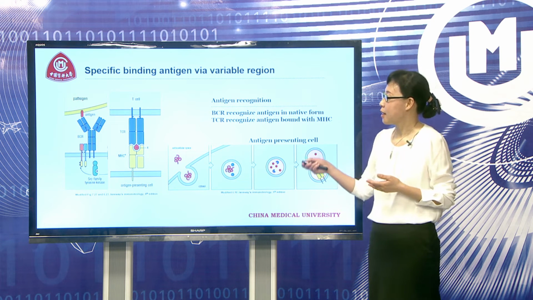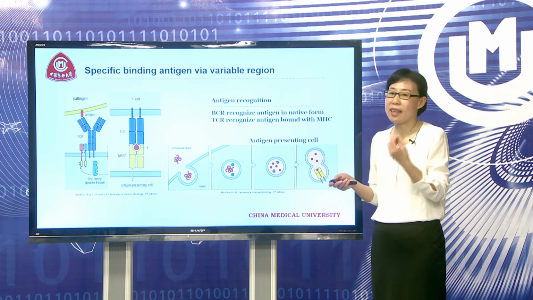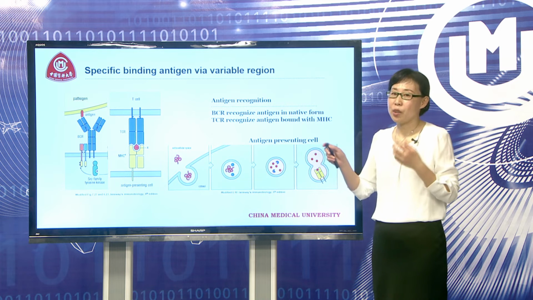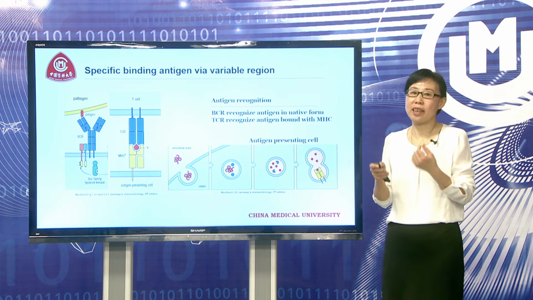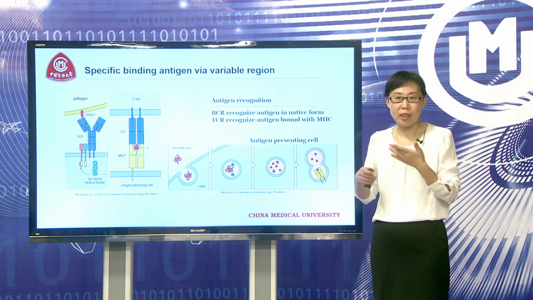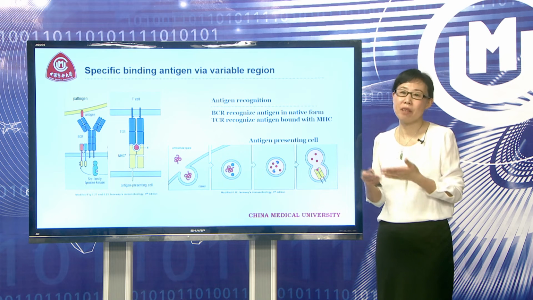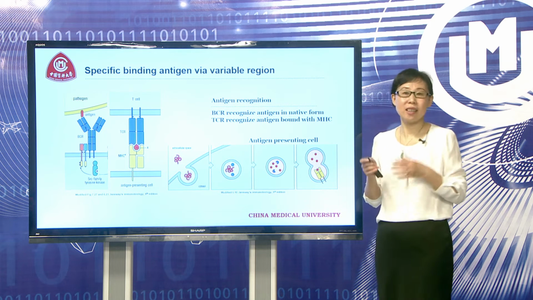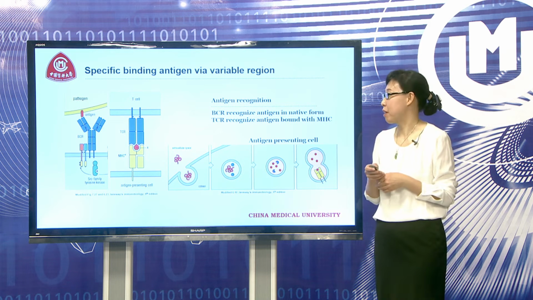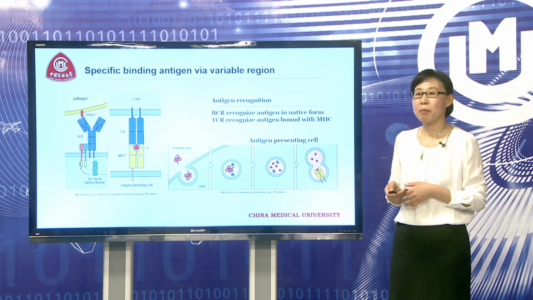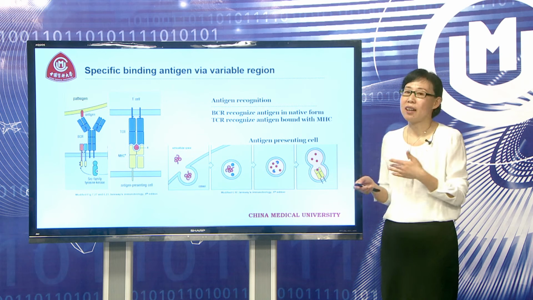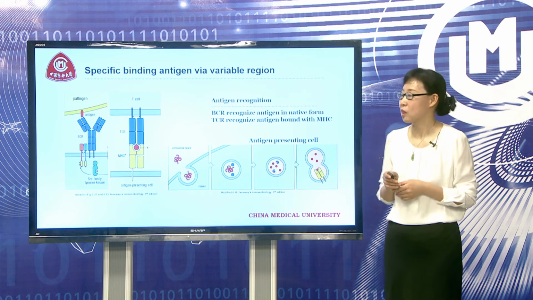When the TCR and the BCR recognize the antigen by the variable region, they release a stimulatory signal for both kinds of cells. Then these cells can be activated and induce the adaptive immune response. This is the initial stage of the adaptive immune response. But here I would like to emphasize that TCR and BCR recognize in different modes.